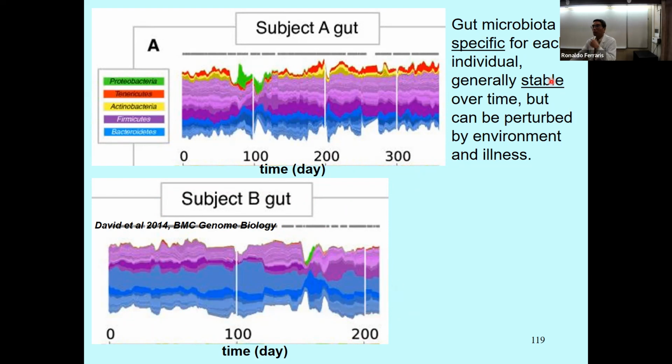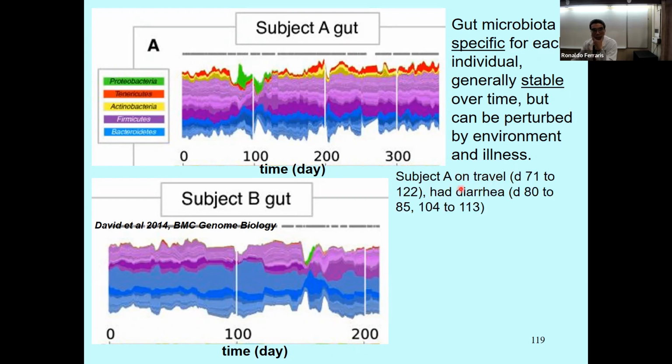Okay, so what's going on? So as you can see, principle number one, and this was done in the Northwest. These two do not know each other, of course. These are anonymous donors. But as you can see, there's a remarkable difference. This person has more Bacteroidetes than this person. And this person has more Firmicutes than this person.